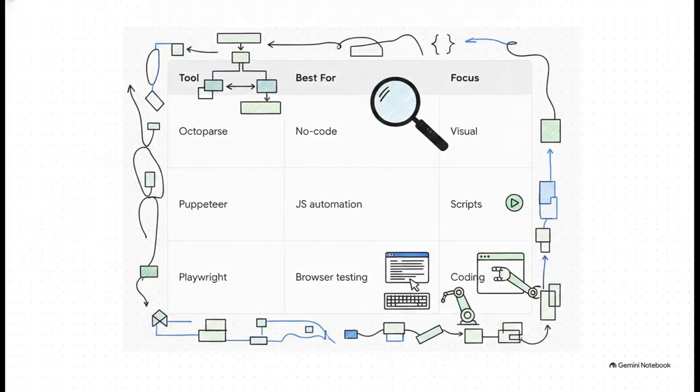But what if we step outside the no-code bubble? This is where developer-focused frameworks like Puppeteer and Playwright come into the conversation. Puppeteer is built strictly for JavaScript automation and developer scripts. Playwright goes a step further, focusing on advanced browser automation and giving you complete coding control. But keep in mind, unlike Octoparse's visual workflow, you actually have to know how to program to use these.